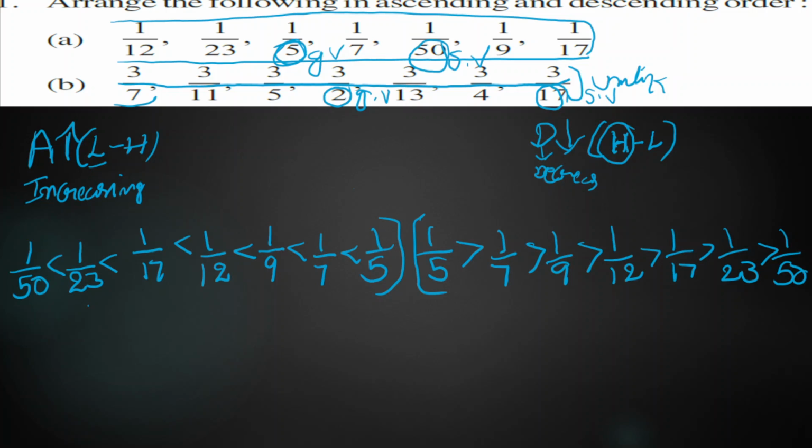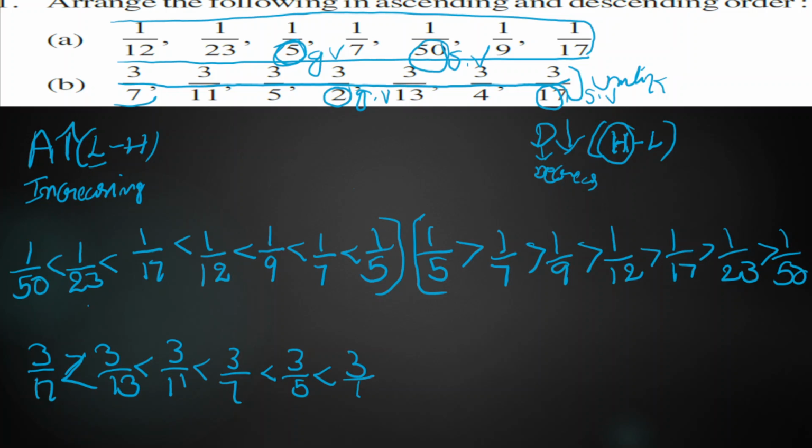So let's start with the smaller value. See here, 3 by 17 is the smallest value. So 3 by 17 is less than 3 by 13, and 3 by 13 is less than 3 by 11, and 3 by 11 is less than 3 by 7, and this 3 by 7 is less than 3 by 5, and this 3 by 5 is less than 3 by 4, and this is less than 3 by 2.